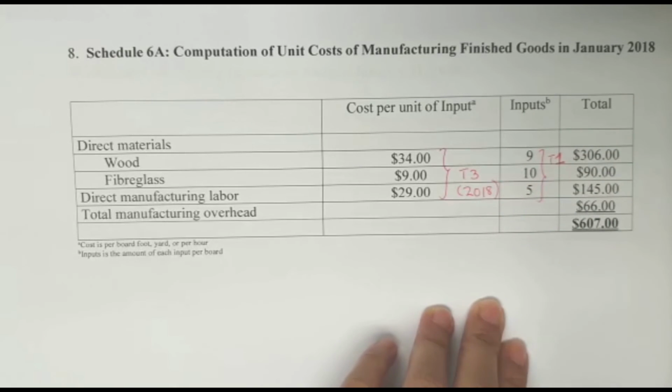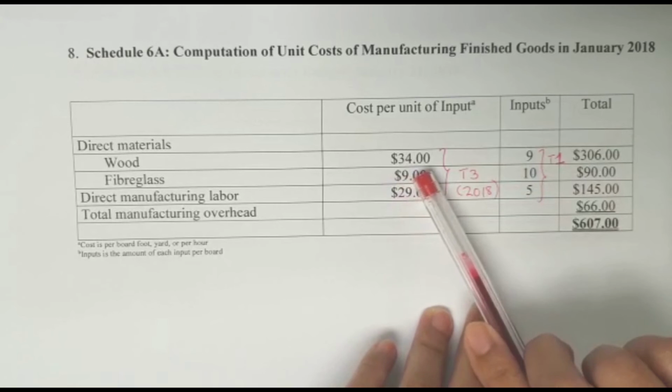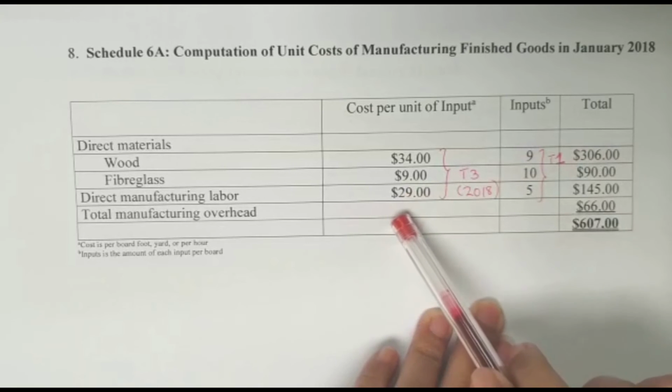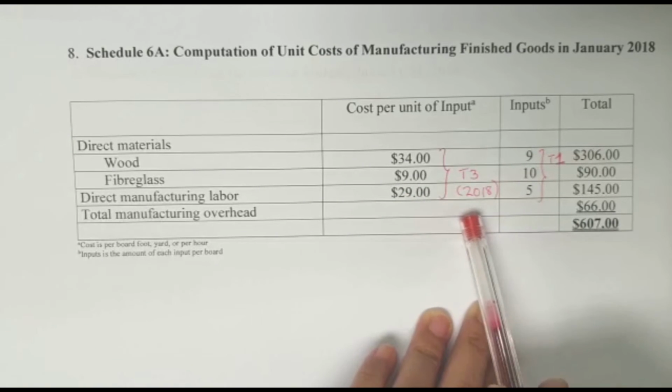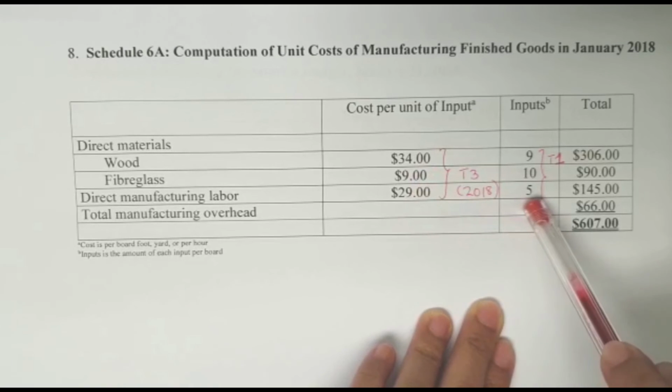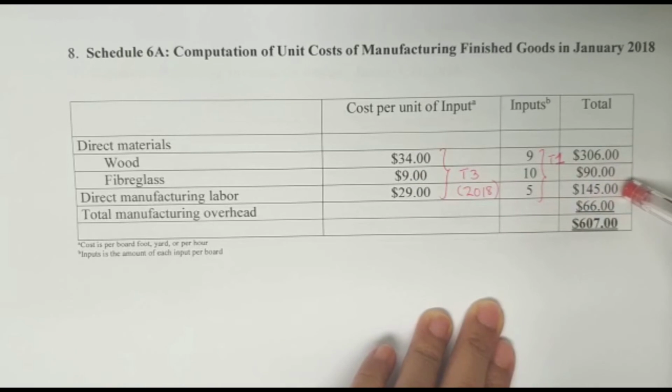Okay, so we can calculate now. Wood, 34 ringgit times 9, this is the total. Fiberglass, 9 times 10, this is 90. Direct manufacturing labor is 29, and all of this information is for the year 2018, times 5 hours, we can get 145.